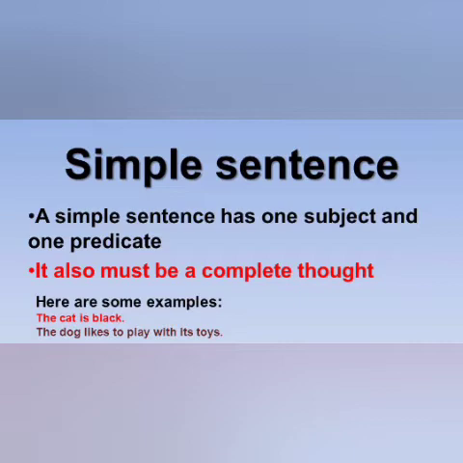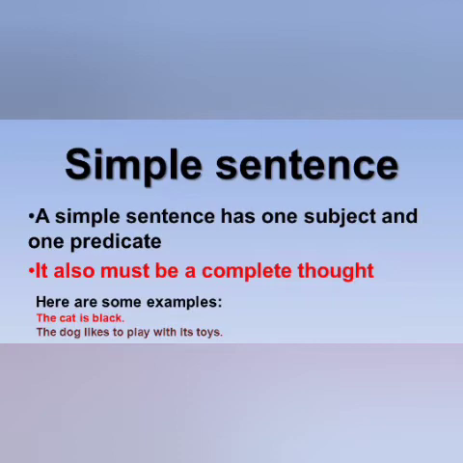So, here are some examples. The cat is black. It's a complete thought, it's a complete sentence in itself. It has one subject and one predicate. The subject is the cat, and is black is the predicate. Next example, the dog likes to play with its toys. It's again a complete sentence, a complete thought. The dog is the subject and likes to play with its toys is the predicate. So, this is the simple sentence.